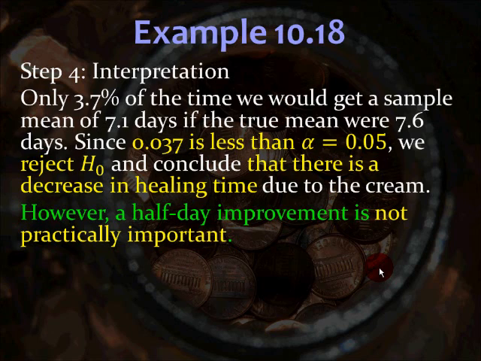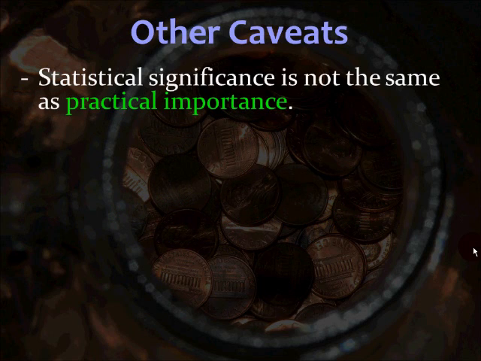And that's one of the caveats when you do statistical significance testing, is that just because you get a statistically significant result doesn't mean it's going to be very meaningful in the real world. So sometimes you're going to have to make a judgment call. Let's go over some other caveats. Statistical significance is not the same as practical importance. So remember, don't suspend your life living in the real world when you do some of these problems. A half a day improvement is not a big deal when it comes to healing a flesh wound.